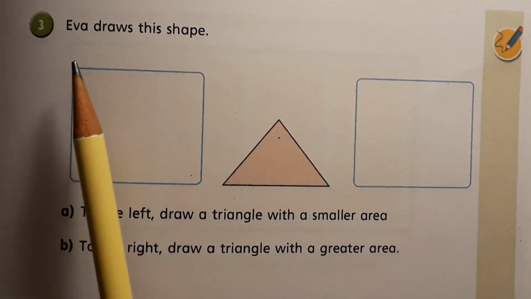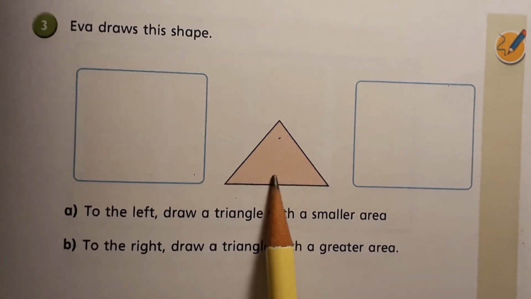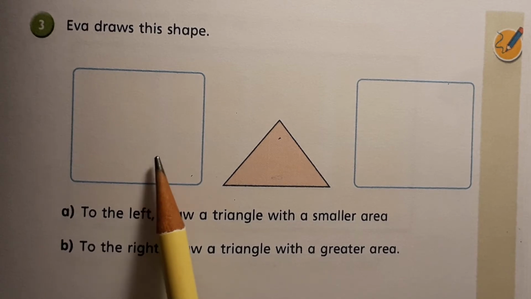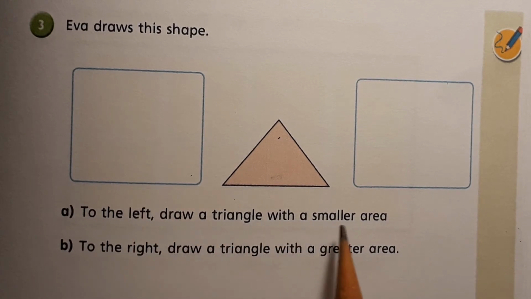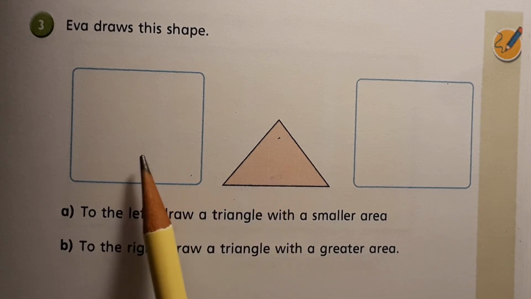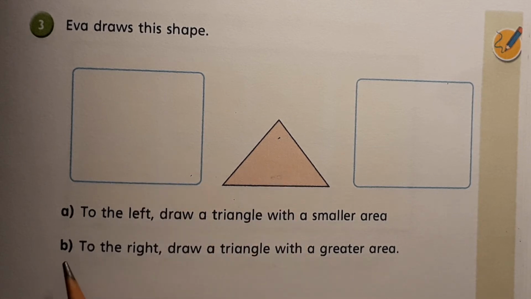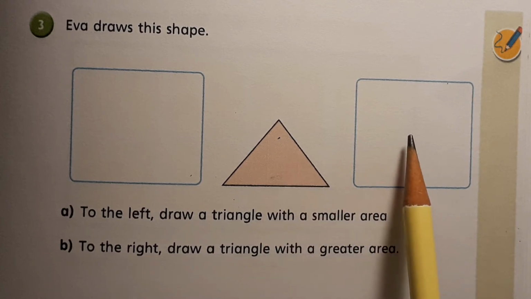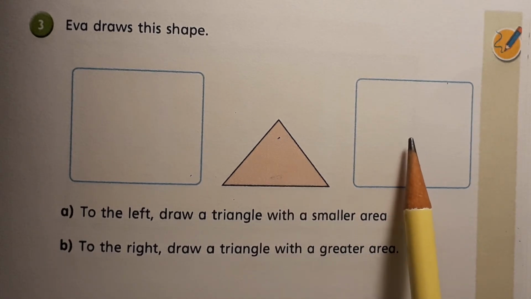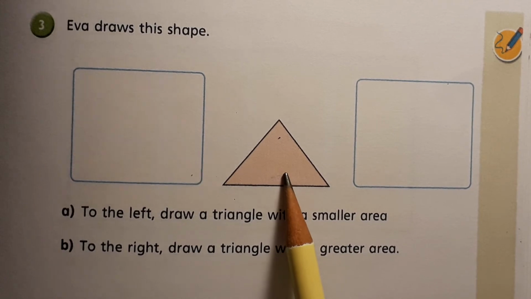Simple one for number 3. Eva draws this shape. A, to the left: in here, draw a triangle with a smaller area. So it just needs to be a triangle that is smaller than this one. And B, to the right, draw a triangle with a greater area. So it needs to be a triangle that is greater than this one.